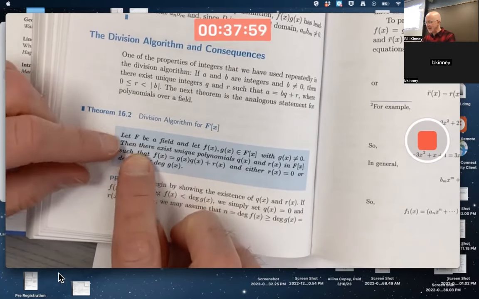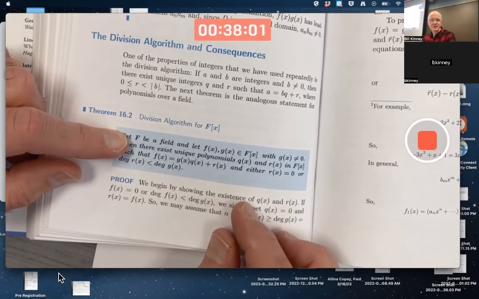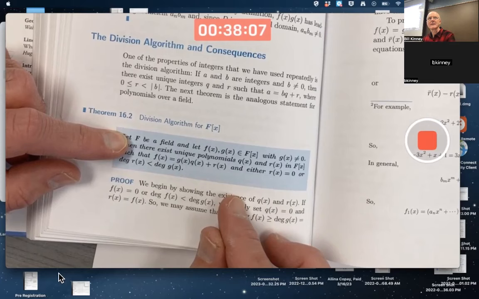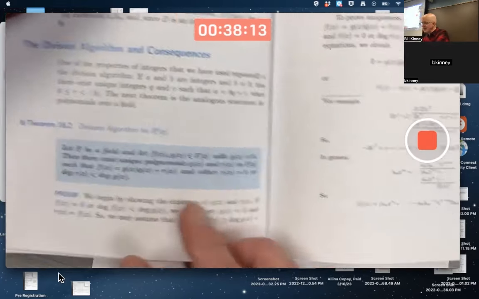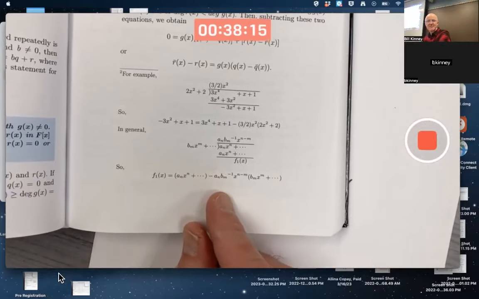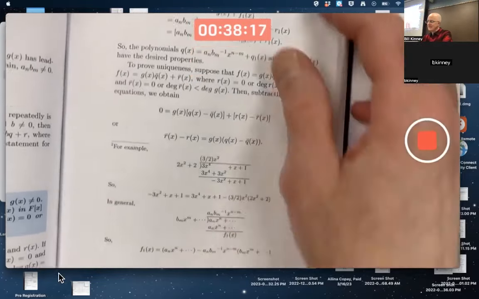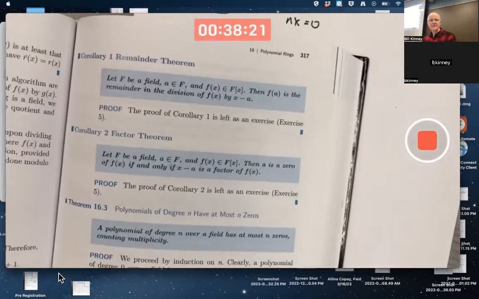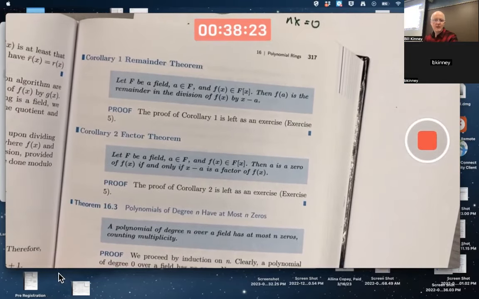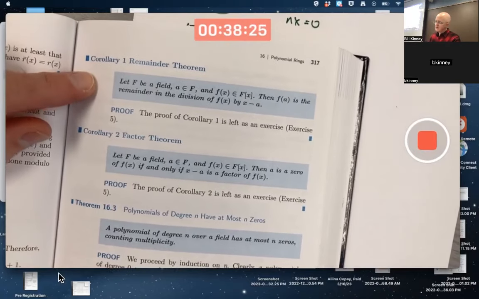Most commonly F might be the rationals or the reals, or Z_p for some prime p when we're thinking about this. It's got a kind of long proof, and the long division example is actually worth studying. But I want to move on to some important corollaries. And these corollaries even are called theorems. Corollary 1 is called the remainder theorem.